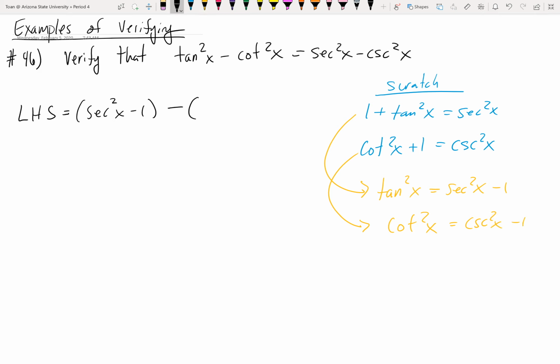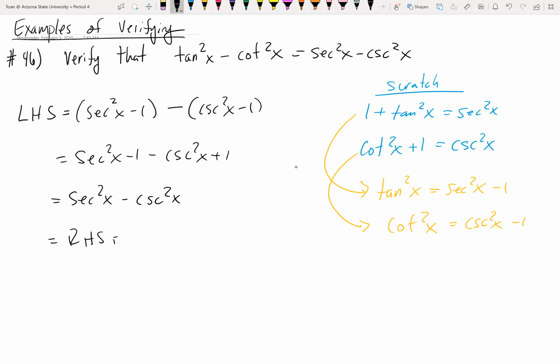So do that substitution. Cosecant squared x minus 1, and then you just go ahead and distribute the minus. Secant squared x minus 1 minus cosecant squared x plus 1, and what do you know? The 1's will cancel out, giving us exactly what we want. That is precisely the right-hand side.